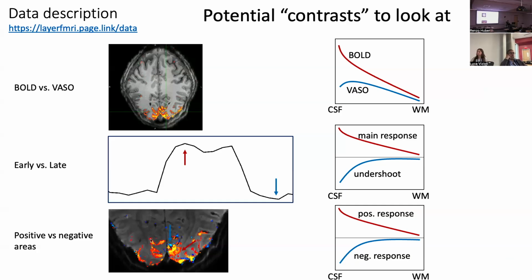Similarly, for surround inhibition effects, you can look at these negative areas outside the flickering checkerboards, which are tiny, but we are expecting a similar layer profile for those negative areas as for the undershoot period. Tomorrow I will mostly focus on those two as an example.